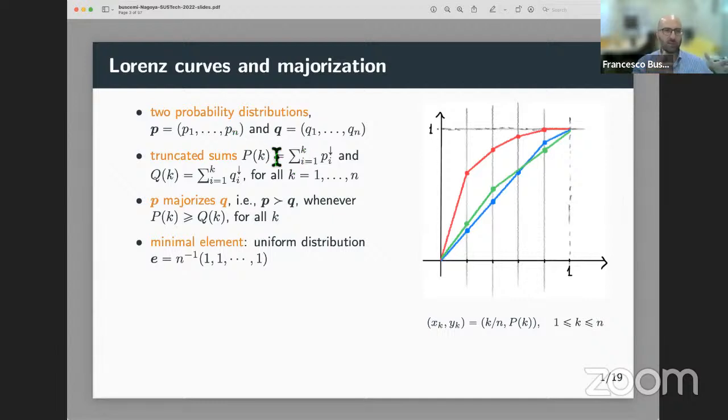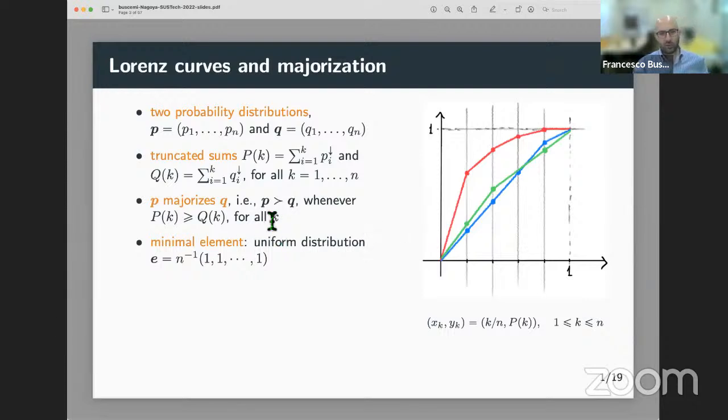Okay, so you sum the elements of the probability distribution P, starting from the largest one, and then little by little adding the next one in the list. And you do the same for Q. And the definition of majorization is as follows. You say that P majorizes Q, and you use this curly symbol of majorization, whenever the truncated sums for P are always larger or equal than the truncated sums you get from Q.